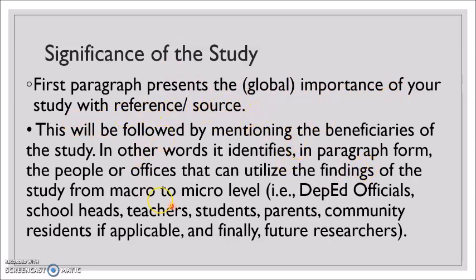So, in paragraph form tayo for the significance of the study, ha? So, again, first paragraph presents the global importance of your study and, of course, with source. This will be followed by mentioning the beneficiaries of the study. So, in other words, it identifies in paragraph form the people or offices that can use your findings of the study from macro to micro level.